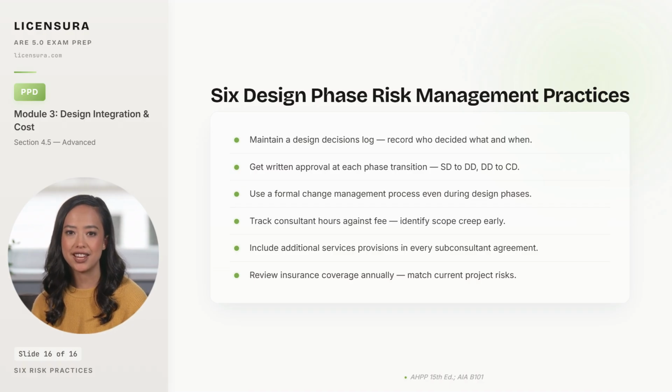First, maintain a design decisions log. Record who decided what and when, and keep the log in writing rather than in memory. When the owner denies approving a change 3 months later, the log is the architect's defense.